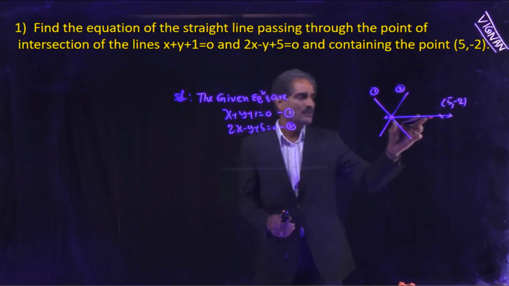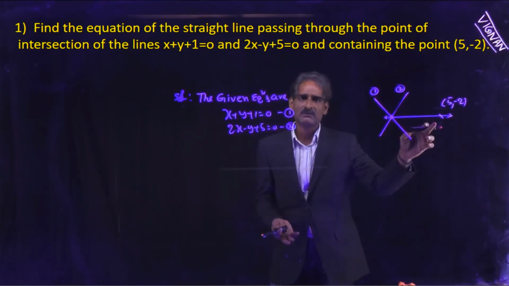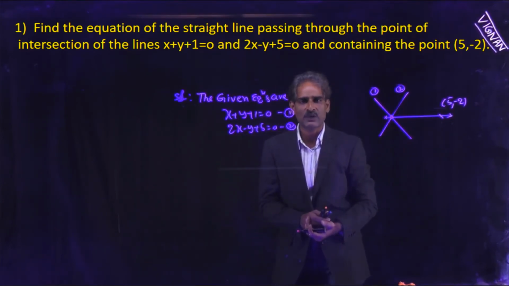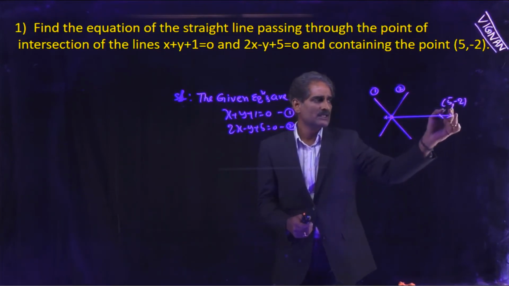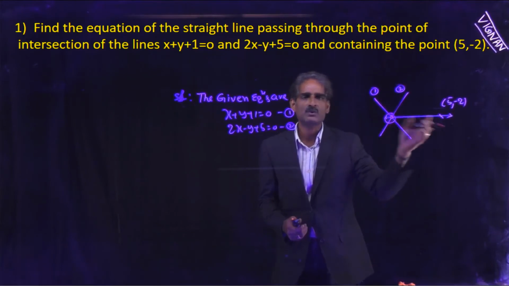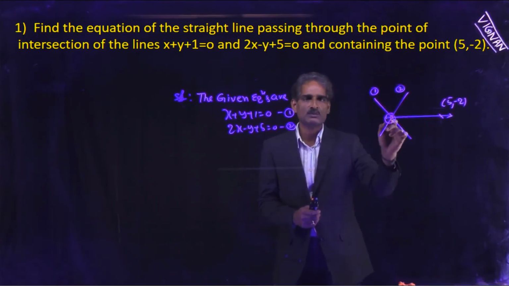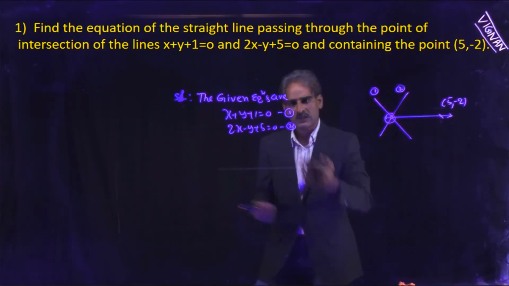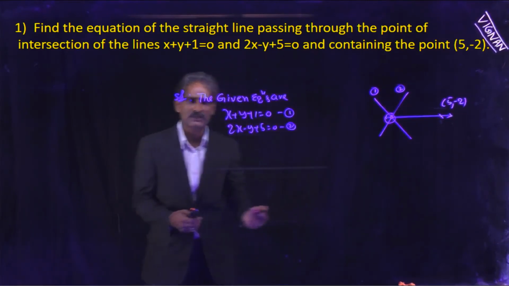Understand? If you know the 2 points on the line, we can find out the equation by using the 2-point form. Clearly this point lies on the line. If you know this point, with the help of these two, we can write the equation. We just have to find this point. This is the point of intersection of 1 and 2. Just solving 1 and 2 will give a point.